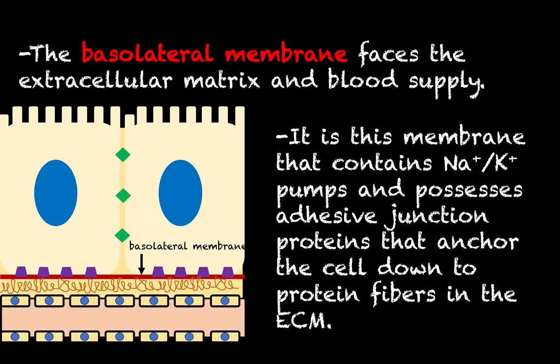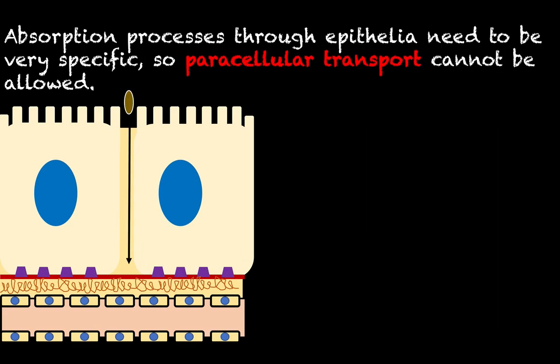And also the basolateral membrane is going to contain a lot of adhesive junction proteins that are embedded in the basolateral membrane and attached to proteins in the extracellular matrix to give these cells some strength and integrity so that they cannot be pulled away from the rest of the protective sheet.